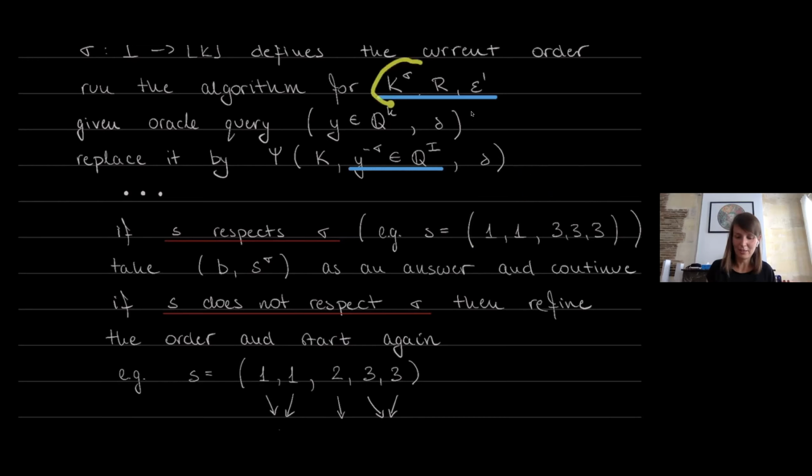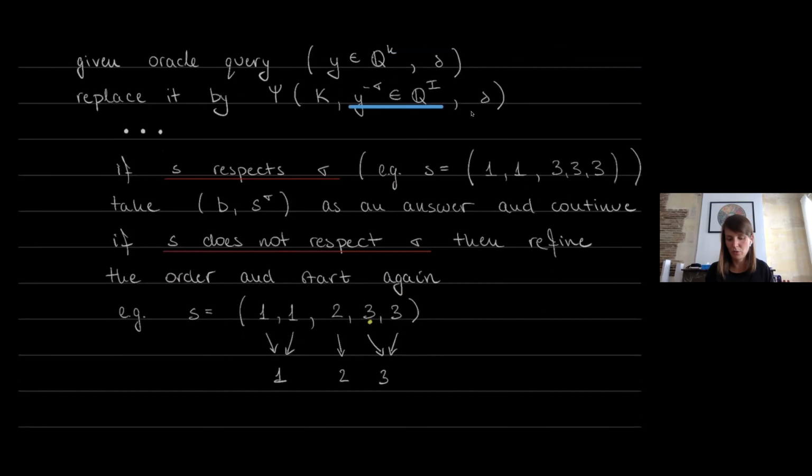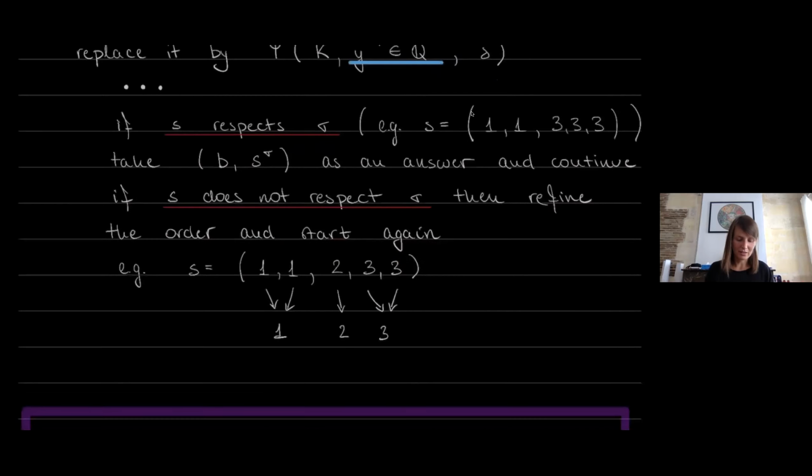If S does not respect sigma, for instance S is of this form, 1, 1, 2, 3, 3, so inside this equivalence class we have different values, then we can use this S to refine the order. The new order will assign, well, those two will still be mapped to 1, but here there are different values. This value is smaller than those values, so we can split it into two equivalence classes. Since this is 2 and this is 3, and we know that 2 is smaller than 3, we can also order those two equivalence classes by saying this is now mapped to 2 and this is mapped to 3. Okay, so that's it.